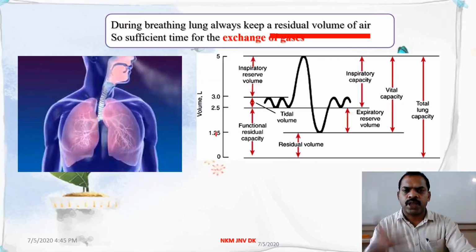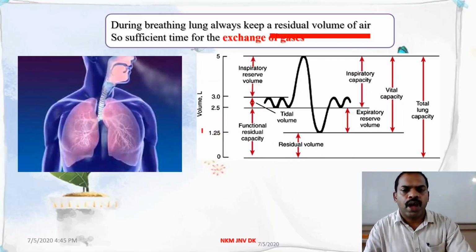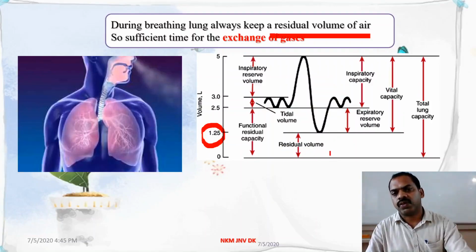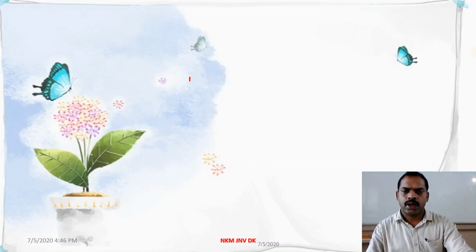We cannot breathe out beyond 1.25. Always 1.25 liters of air will be there in the lungs. That is called residual volume. Residual volume is always there in the lungs, to ensure breathing and gaseous exchange. Okay.